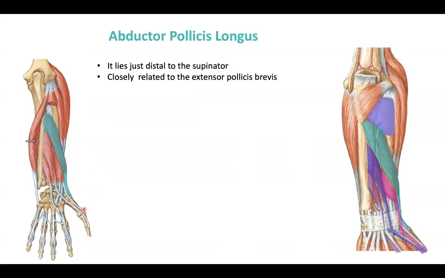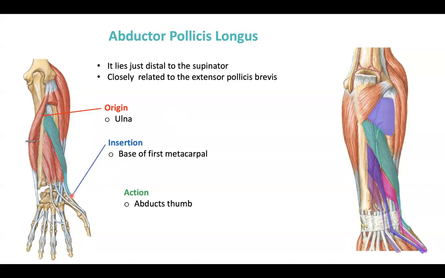The other muscle is abductor pollicis longus muscle. This muscle lies just below supinator muscle. So this is abductor pollicis longus muscle. It originates from ulna and is inserted into the base of first metacarpal. And as the name indicates, abductor pollicis, it abducts the thumb. So this is abduction of the thumb.